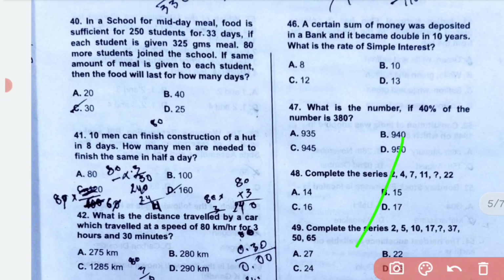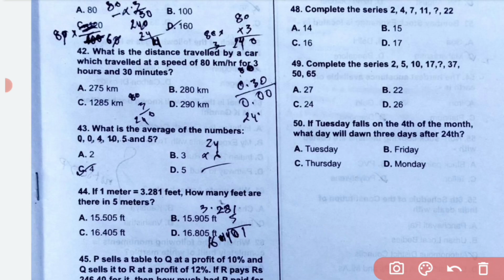46, what is 46? 46 is 10%. What number is 40%? Number is 380. 47 is 950. Complete the series. C 16 and 49 is 26 and 50 is Thursday.